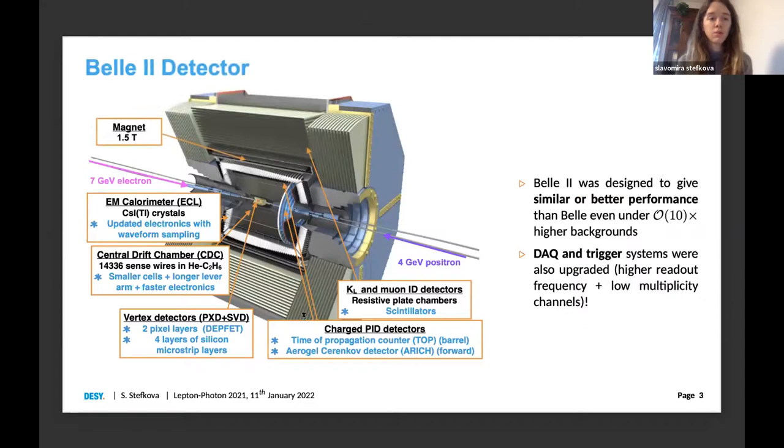But our Belle II detector, which is a fully hermetic detector consisting of the vertexing system, tracking chamber, calorimetry system, and the PID detectors, was designed in such a way as to give similar or even better performance under these conditions. On top of that, our data acquisition system and the trigger system were also updated in order to be able to cope with the higher readout frequency and also to look for more low multiplicity channels.